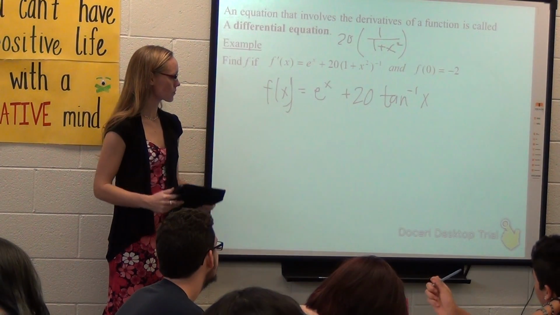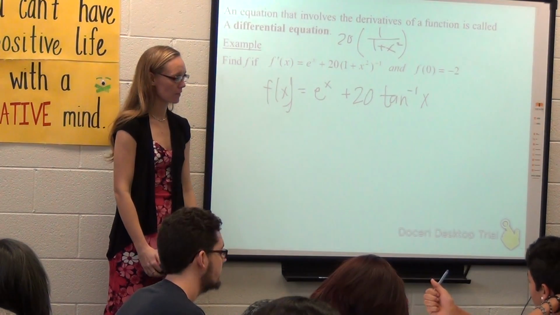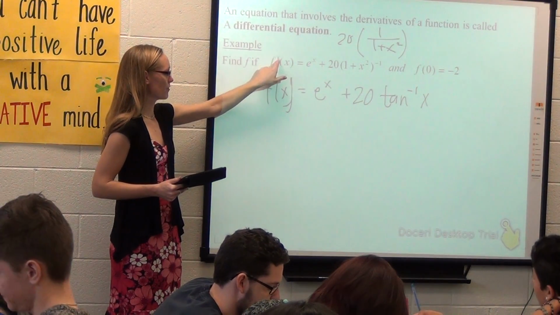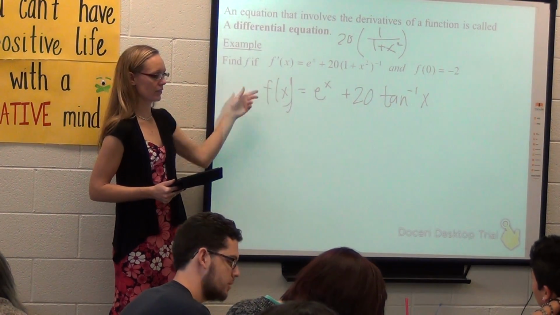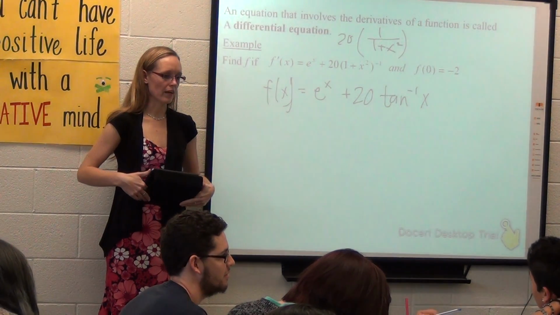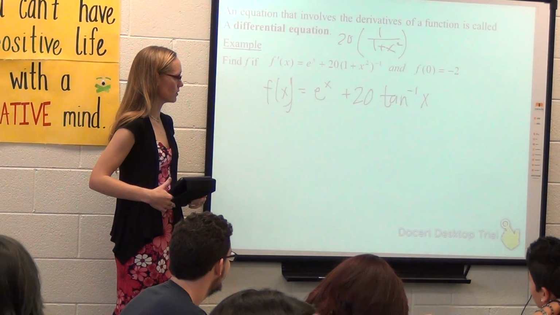Wait, are we finding the antiderivative? Yes. So shouldn't that be a capital F? No, because they've given us f prime of x, and if they're showing me the prime, then the antiderivative is not. It doesn't matter. If you use a capital F, that's fine.